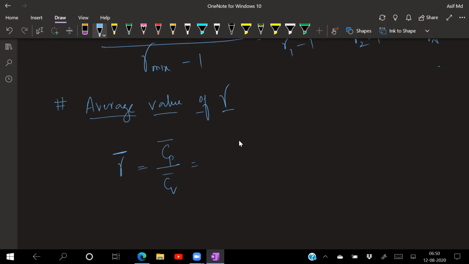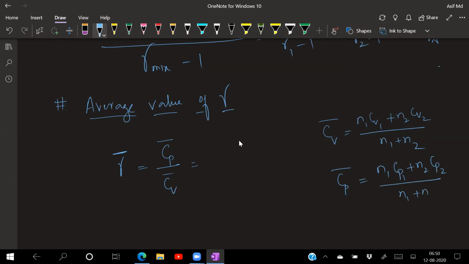So Cp bar means what? See here, I'll write here. Cv bar is equal to n1 Cv1 plus n2 Cv2 divided by n1 plus n2, like the mixture. In the same way, Cp bar is equal to n1 Cp1 plus n2 Cp2 divided by n1 plus n2. If I take the ratio of this, Cp by Cv, n1 plus n2 will get cancelled. So this will become how much?